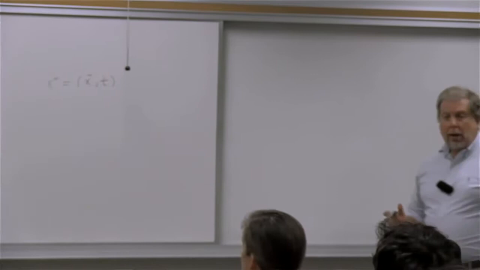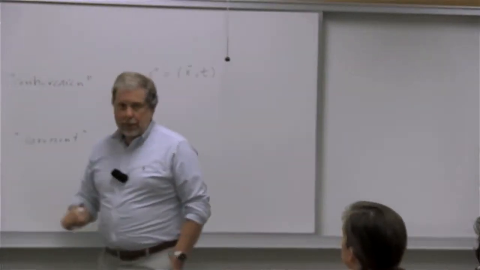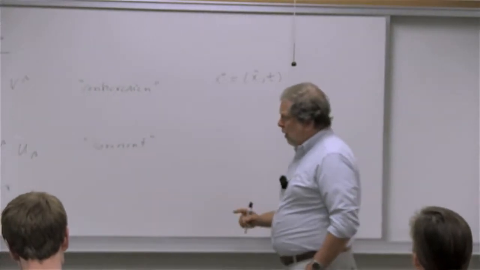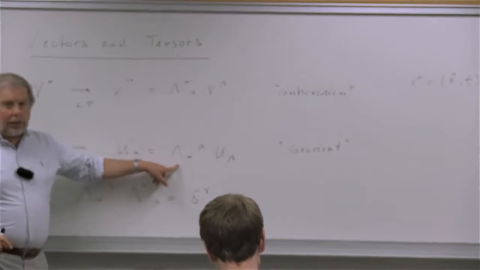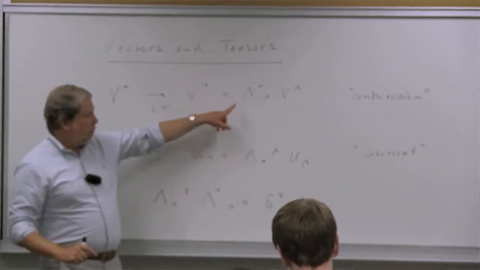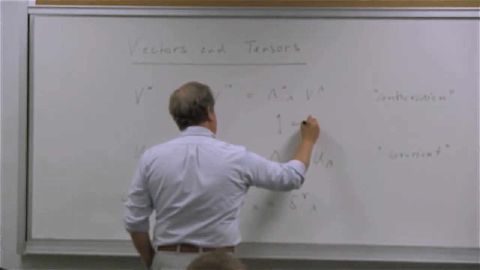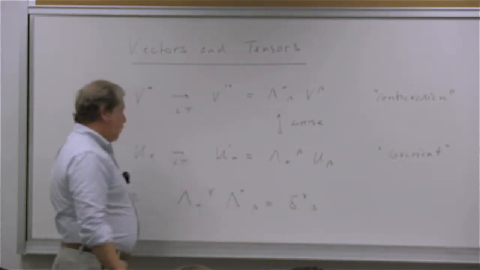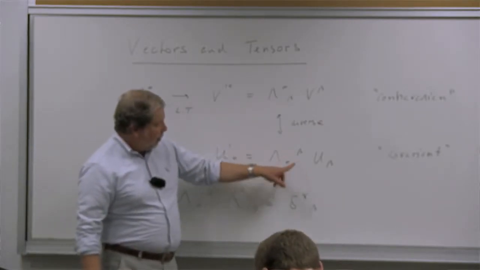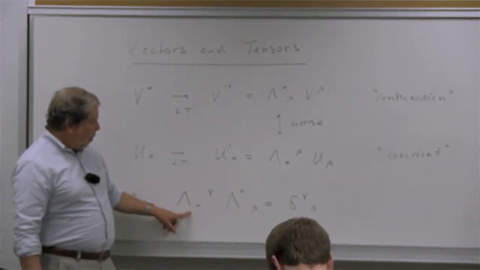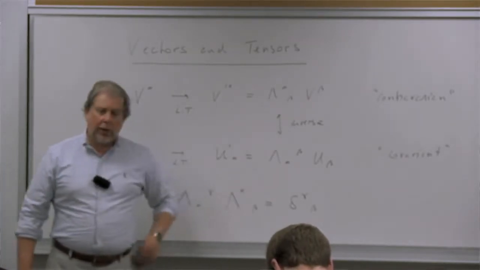Now you want to introduce an entity which has an index downstairs, and it transforms in a slightly different way, with a matrix that is defined as the inverse of the matrix that we have here. The inverse of the matrix. So this new matrix, where you see the indices are arranged slightly differently, is such that the product of the old one times the new one gives the identity.